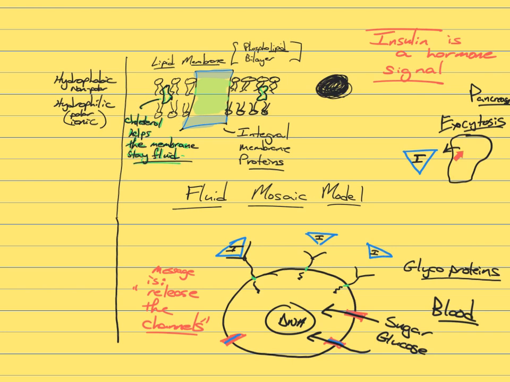That's what these pancreatic cells do. They release the hormone. That hormone is a signal. It's saying, hey, cells, we got too much sugar in the blood. Put the channels in your membrane to get the sugar out.